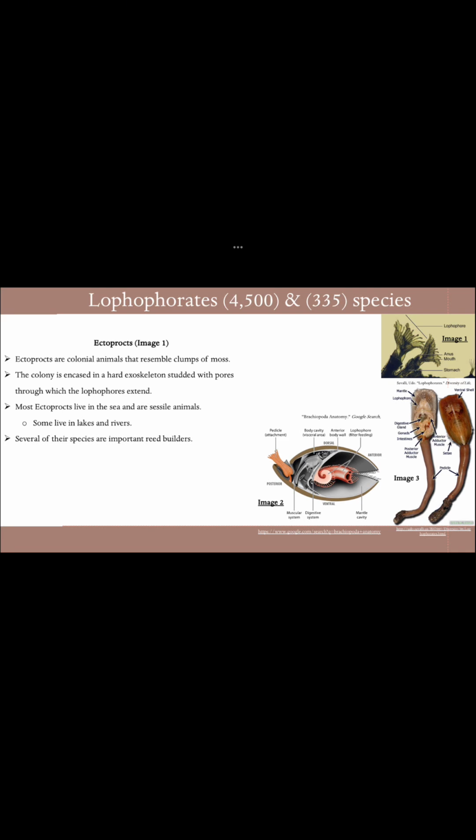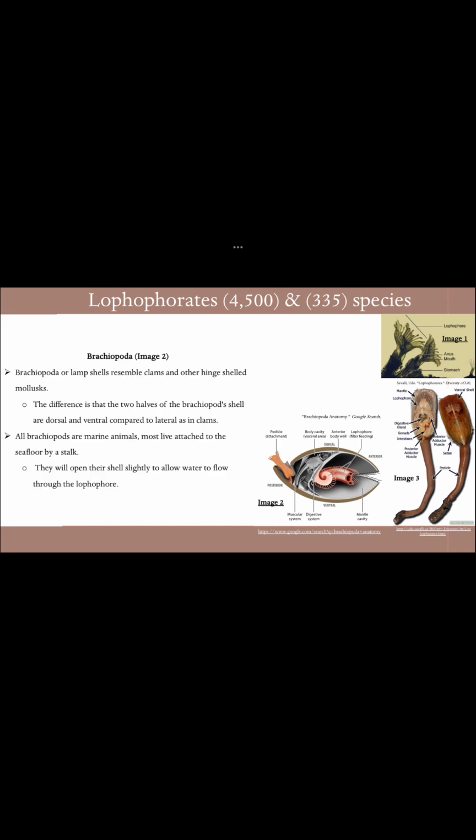Most ectoprocts live in the sea and are sessile animals. Some live in lakes and rivers. Several of their species are important reef builders. Brachiopoda, or lamp shells, resemble clams and other hinge-shelled mollusks. The difference is that the two halves of the brachiopod shell are dorsal and ventral, compared to the lateral shells that clams have. All brachiopods are marine animals.